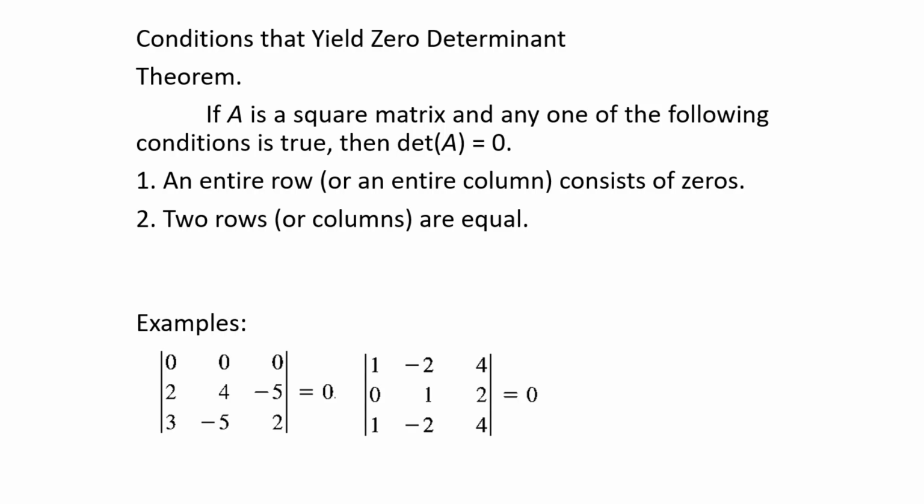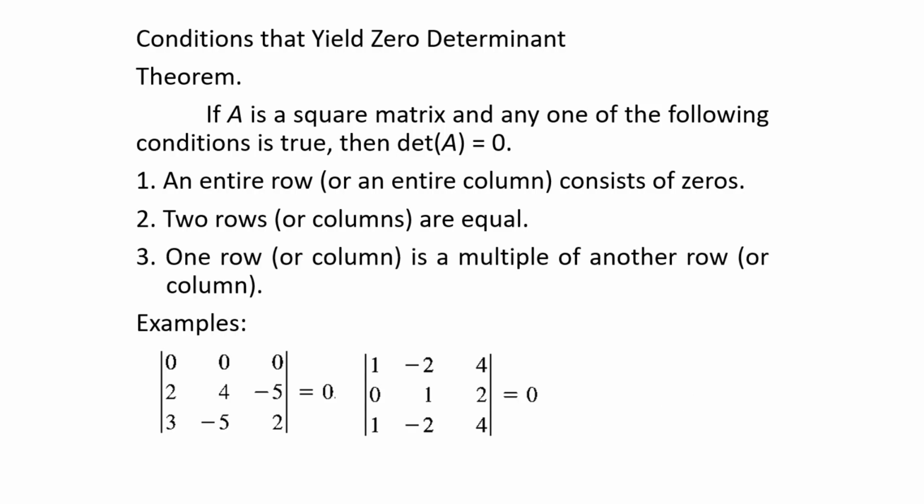Thus, the determinant of this matrix is also 0. Since if we multiply row 1 by negative 1 and add to row 3, then it will yield a new row 3 which will consist entirely of 0. So that would be just the same with the first condition. So the determinant is 0.